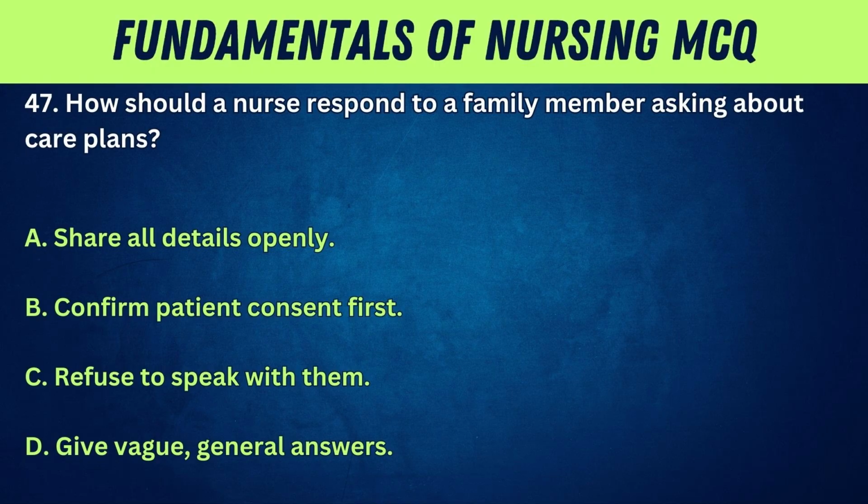47. How should a nurse respond to a family member asking about care plans? A. Share all details openly. B. Confirm patient consent first. C. Refuse to speak with them. D. Give vague, general answers.